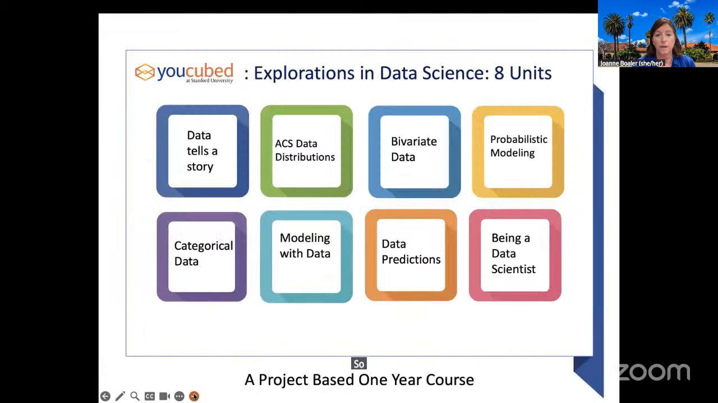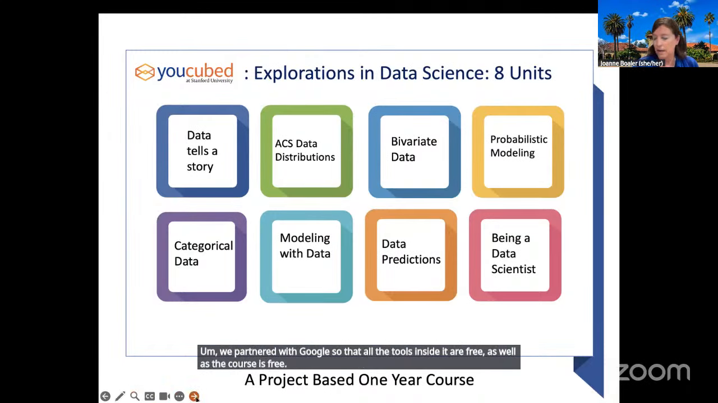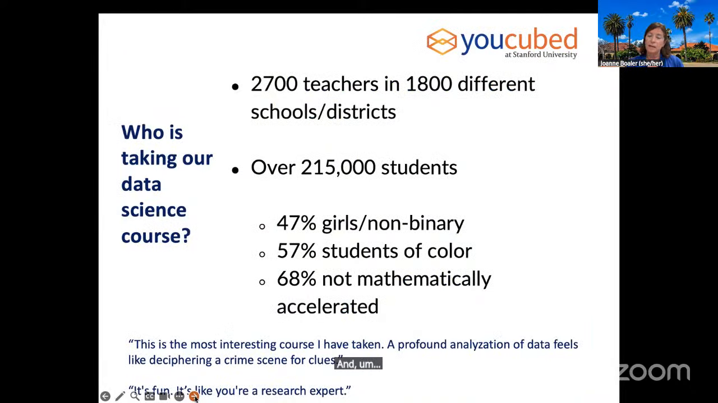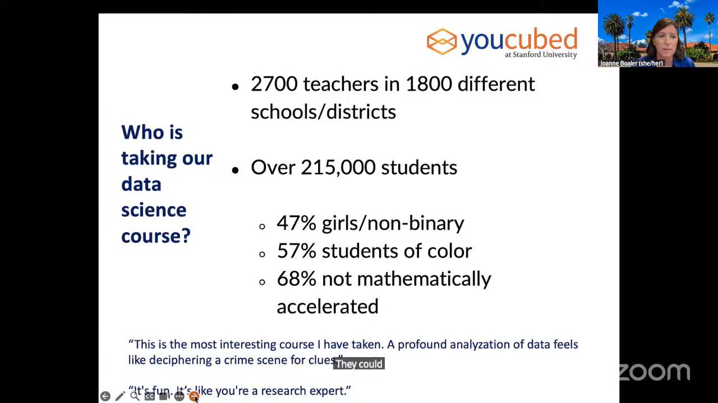So at youcubed, we made a high school course. It's totally free. It's project-based. It's introducing kids to data science. We partnered with Google so that all the tools inside it are free, as well as the course is free. We're really happy that about 250,000 kids have taken this course now, and love to see that a much more diverse group of kids goes into a data science course than is typically in higher level maths. And if kids take this maybe as a junior in high school, they could take AP Stats maybe as a senior.